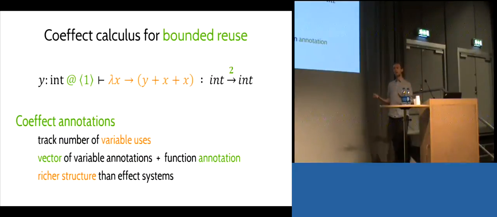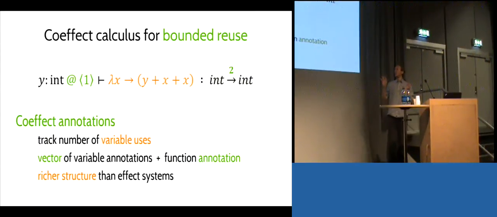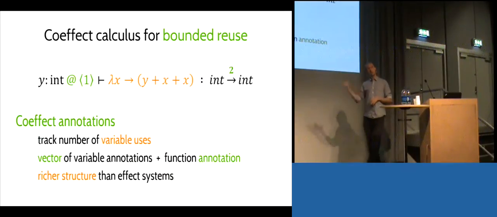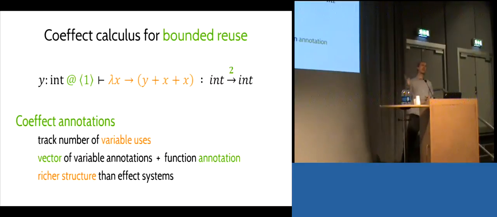So coeffects are, in this case, tracking how many times I'm using a variable, and we are annotating both the context and the function types with some annotations. A slightly tricky thing, especially compared to effect systems, is that we have a richer structure. So we actually need a vector of annotations for the context. That's one thing that makes the systems tricky and interesting at the same time.